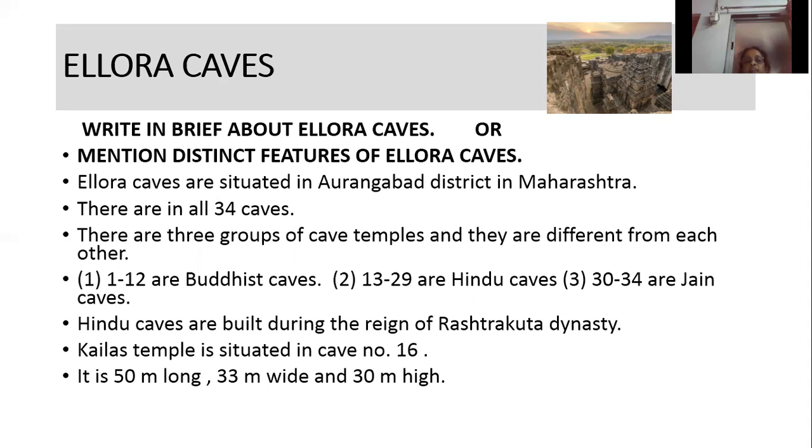Which caves are the Buddhist caves? 1 to 12. Which are the Hindu caves? 13 to 29. Which are the Jain caves? 30 to 34. And the Hindu caves were built during the rule of the Rashtrakuta dynasty. The most famous temple inside the Ellora caves is the Kailash temple.